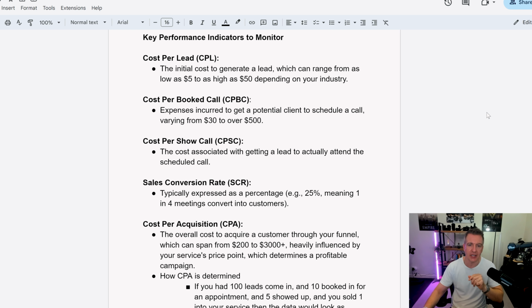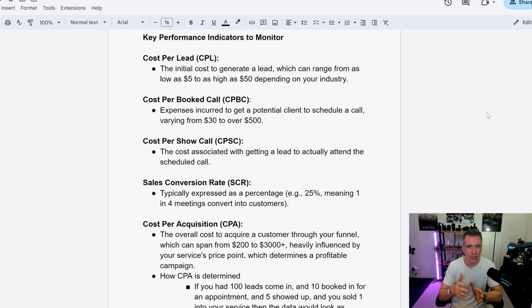You've got cost per lead, pretty straightforward. That can range from $5 per lead to $50, it can be $200 a lead. Depends on your industry and what you're advertising, what your TAM is. In other words, your total addressable market. If you're advertising in a country, it's probably going to be a lesser cost per lead than if you're targeting a radius of 2 kilometers. Kind of makes sense.